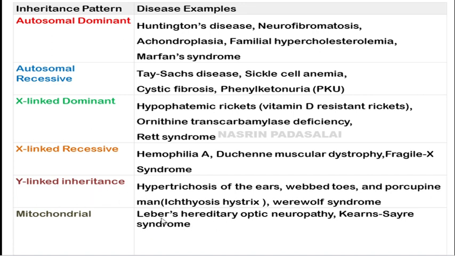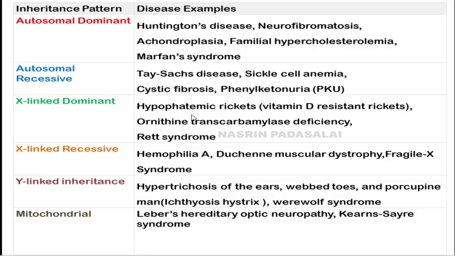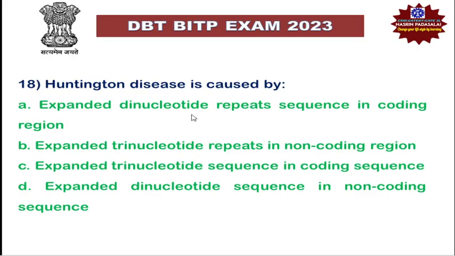Next, diseases like Leber hereditary optic neuropathy follow a mitochondrial inheritance pattern. Here they are asking about cystic fibrosis. It follows an autosomal recessive pattern of inheritance. Next, Huntington's disease is caused by... there is no such dinucleotide repeat disease. Huntington disease is a trinucleotide repeat disorder.